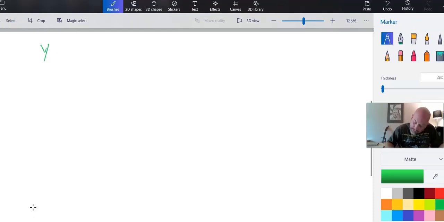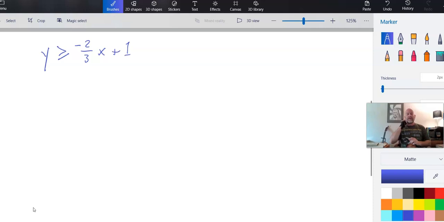Let's say we have y is greater than or equal to negative 2/3 x plus 1. Let's say we need to graph this.